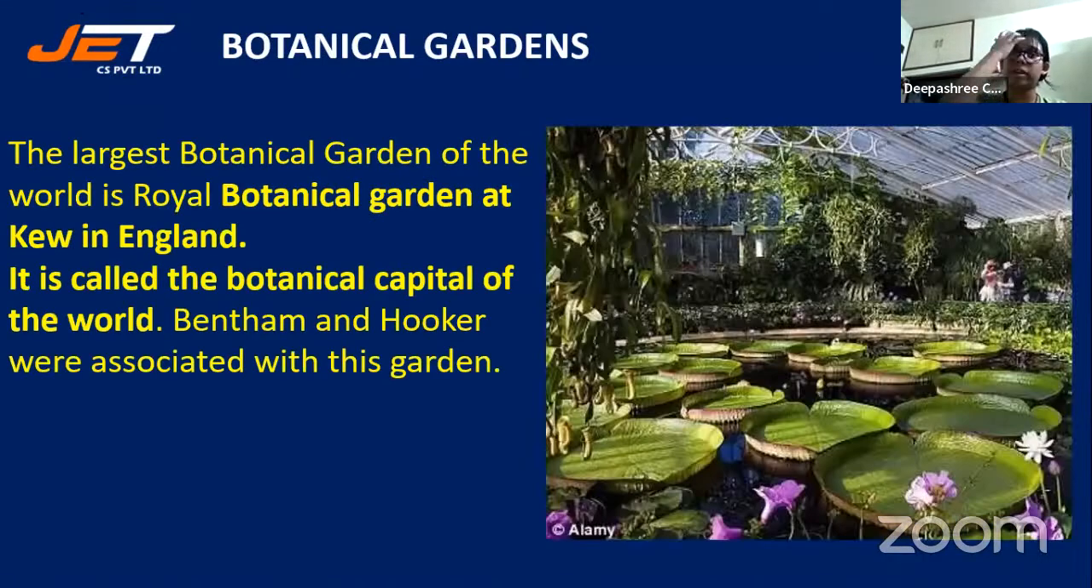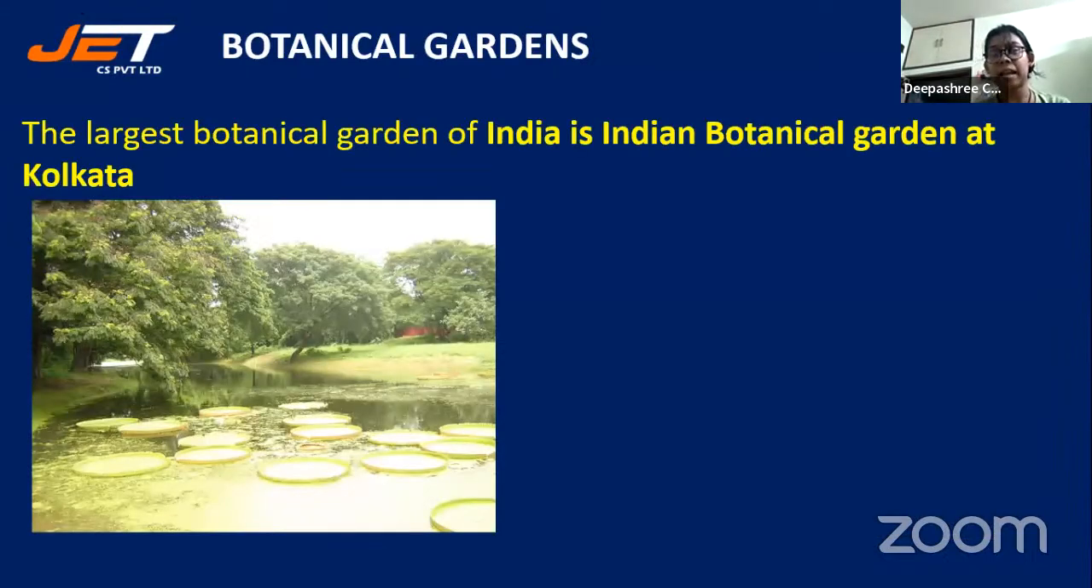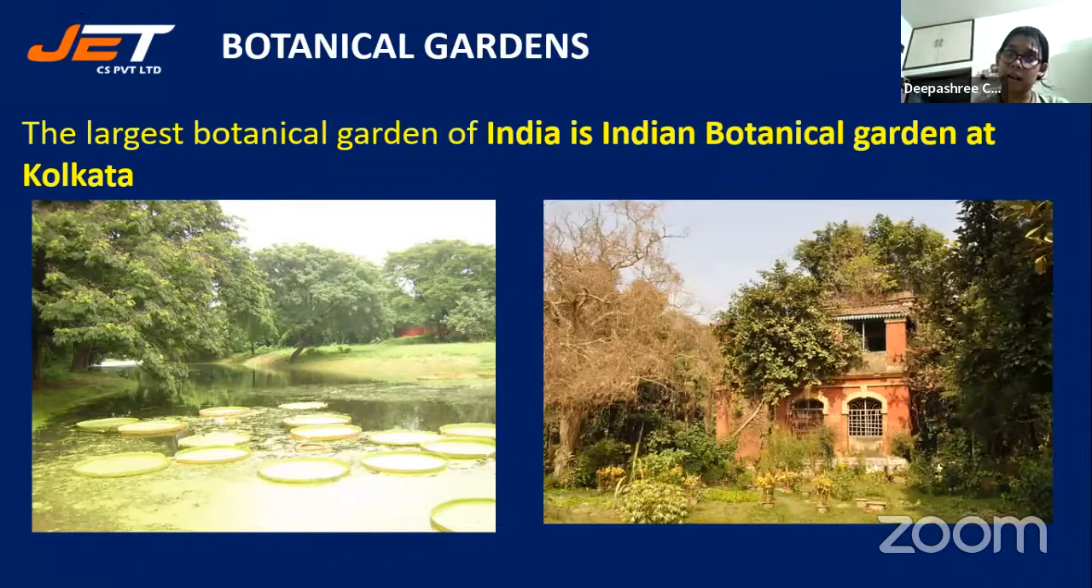And the largest botanical garden is the Royal Botanical Garden at Kew, and it is called the botanical capital of the world. Bentham and Hooker were associated with this garden. Names are important. And the largest in India is in Howrah in Kolkata. It is the Indian Botanical Garden, and it looks something like this. So compared to this, the England one looks more preserved.